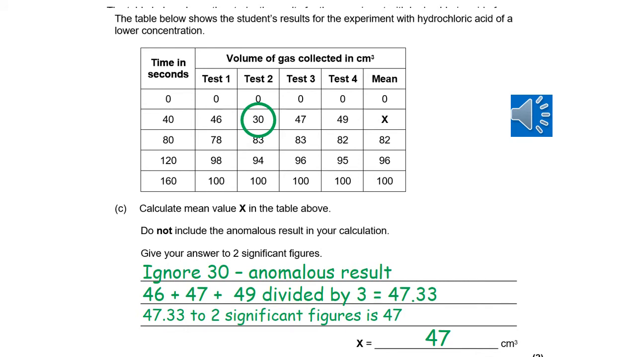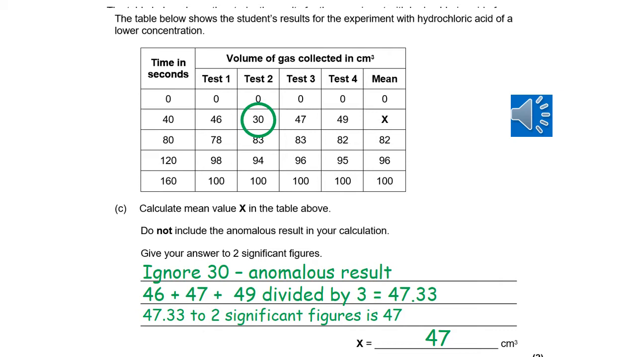In the GCSE, the examiners are very fond of popping in an anomalous result in a table of data and then asking you to find the average of a set of data. So in this, if you look across the rows, you'll find that the four tests are fairly consistent, but for the one you're being asked about, that's the 40, you've got test 1 of 46, test 2 30, then the other two 47 and 49.